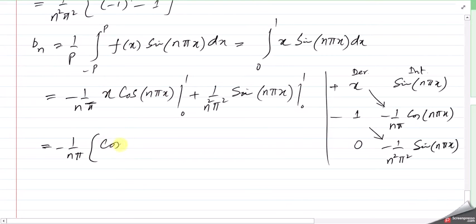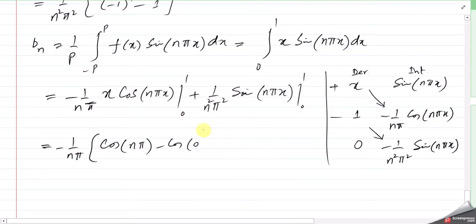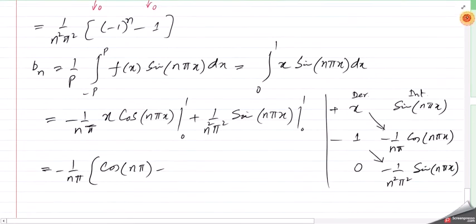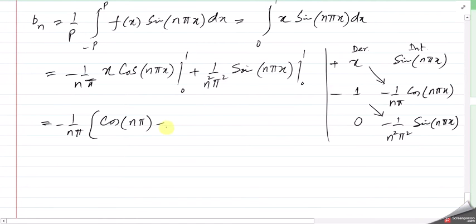When we put 1, we get cos n pi minus cos 0. Oh, no, I made a mistake. Yes, I also made a mistake here. When we put 0, that is 0 times cos 0, so this one goes to 0 as well. So do not forget there is an x outside.